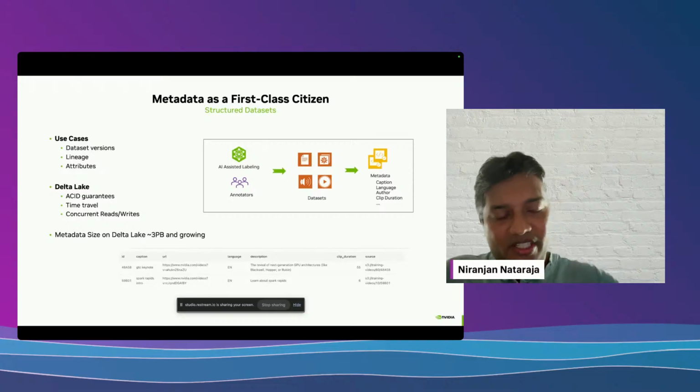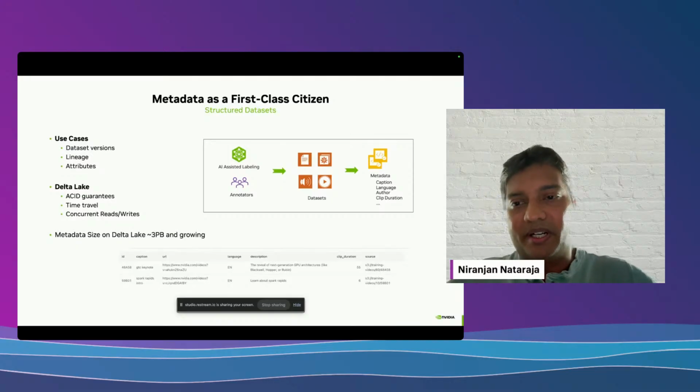So now that we have established that Delta Lake is a good candidate, there might be others as well, like Iceberg. Spark Rapids also supports GPU acceleration on Iceberg. So there are a couple of options there.